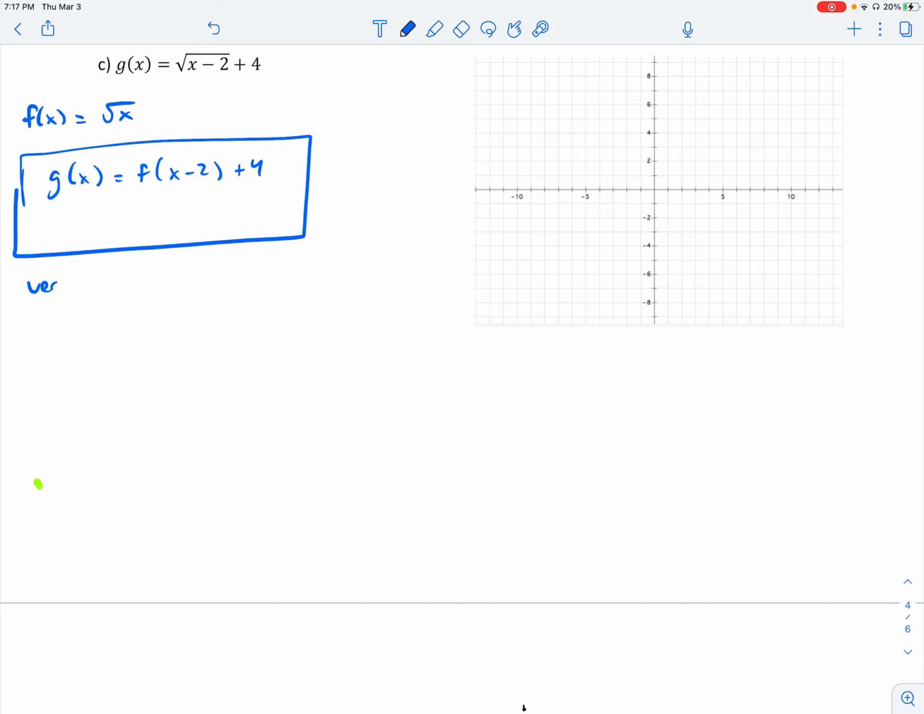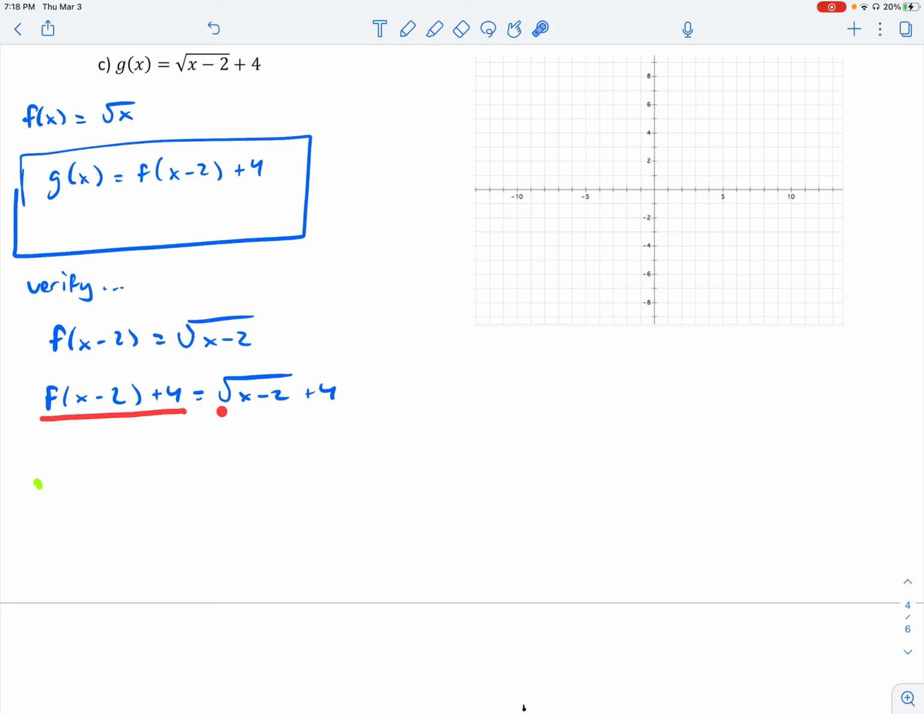Okay, I can verify this real quickly. So f of x minus 2, that means I take x minus 2 and I plug it into f of x, into the x in the root. So we would have root x minus 2. Okay. Notice this looks almost like that. We just got to do one more thing. We got to add 4 to both sides. Add 4 to this side, that means you got to add 4 to the other side. So now this tells me exactly how to get g of x. You do f of x minus 2 plus 4. So we can see that worked.